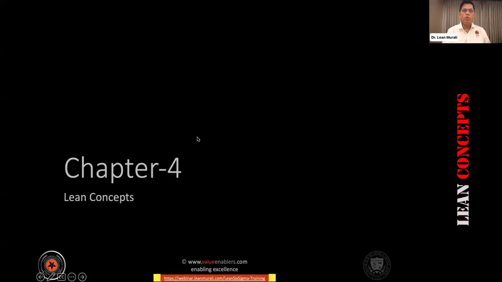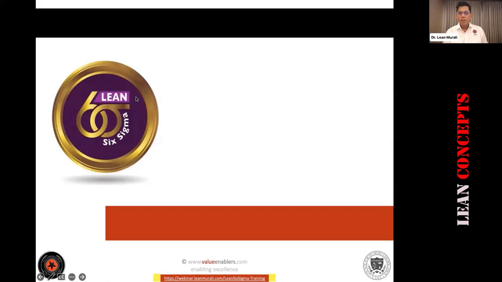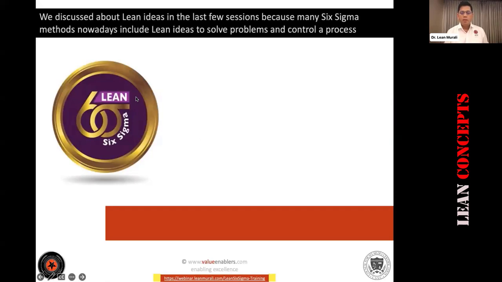Now we are getting into what are called lean concepts. There are several lean ideas that we shared in the last session. I also showed the outline of the different modules that we had covered, because many Six Sigma methods include lean ideas to solve the problems and control the process.